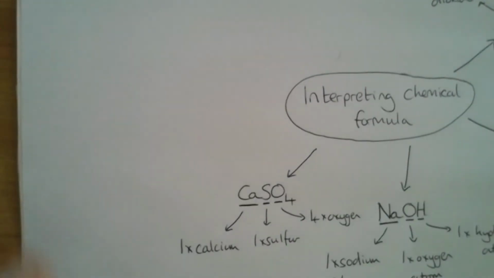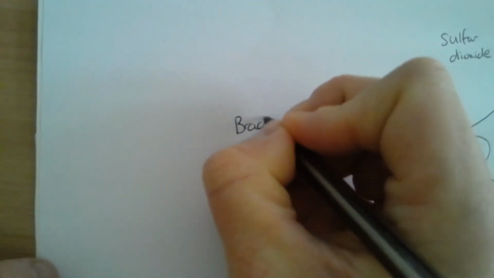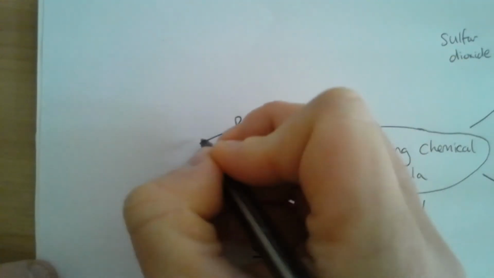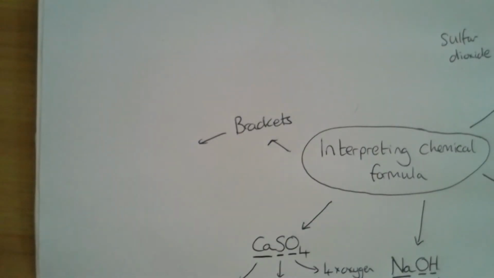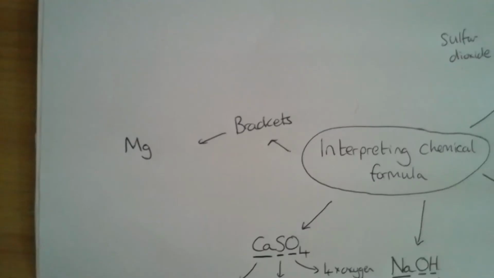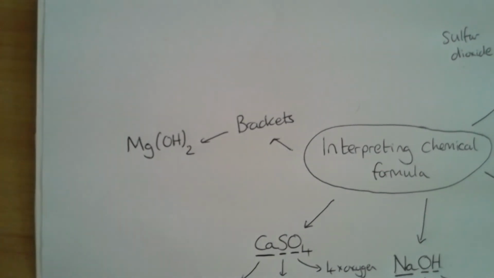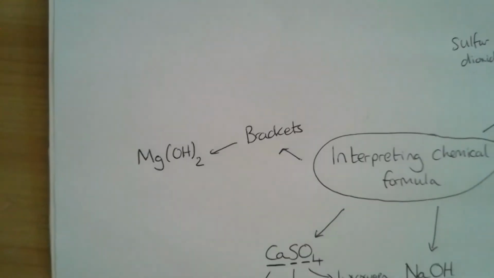Okay, so we're going to have a look now at 2 examples with brackets in them. Both of these examples are going to have brackets in them. You'll see later on why we need to use brackets, but for now we just need to interpret them. So this is the formula for magnesium hydroxide. So let's work out what's happening in magnesium hydroxide.